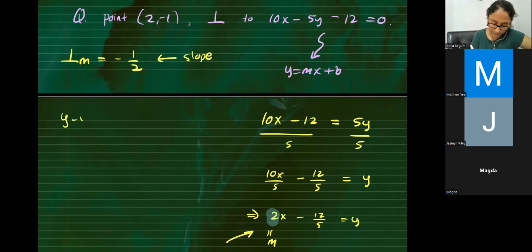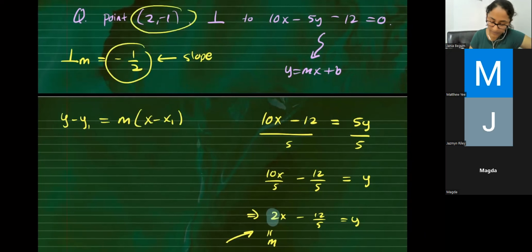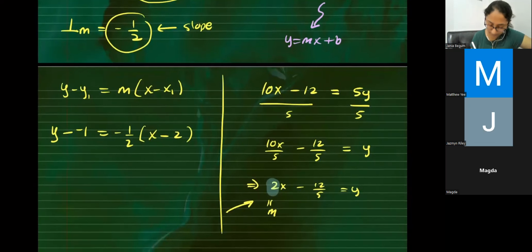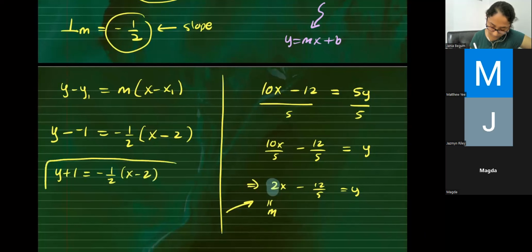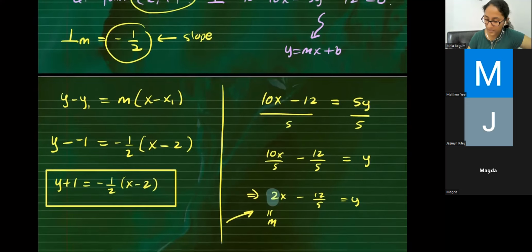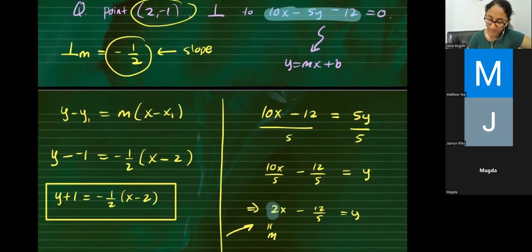And then using the point-slope form, y minus y1 equals m times (x minus x1), we can write out the equation. Here's our slope, here's our point, substitute them. So this is y minus -1 equals -1/2 times (x minus 2). And then you clear out the double negative. So this is y plus 1 equals -1/2 times (x minus 2). That's the line that is perpendicular to the line that you were given, which was this one right here, because their slopes are negative reciprocals. Let me know if you guys follow what I did.